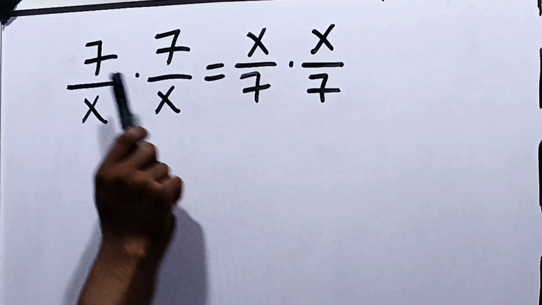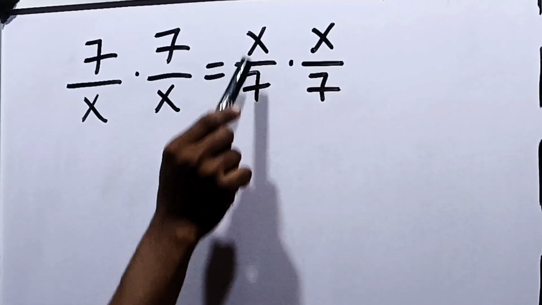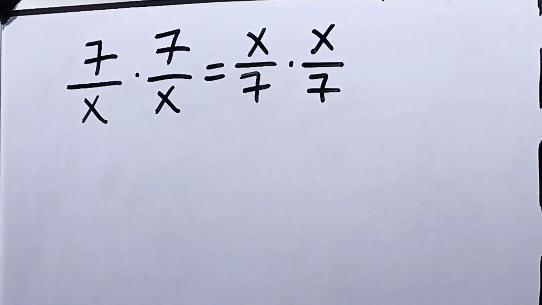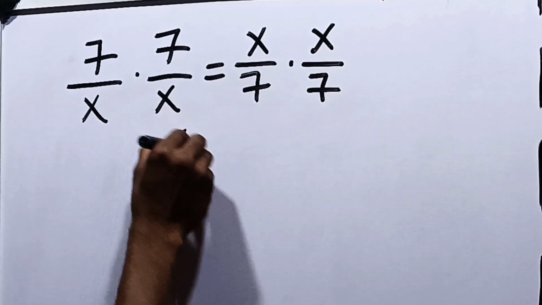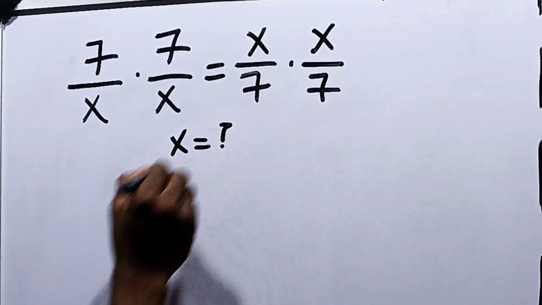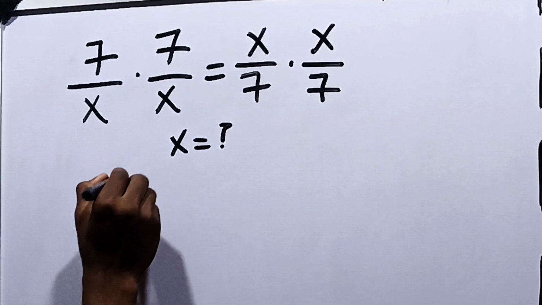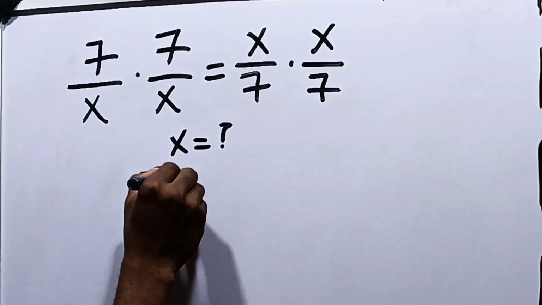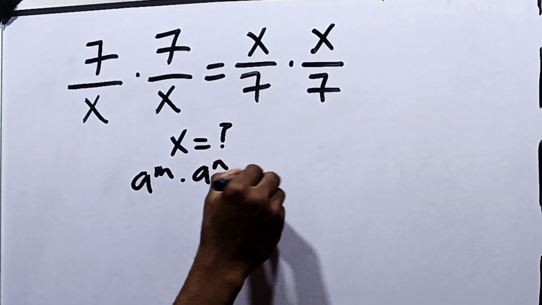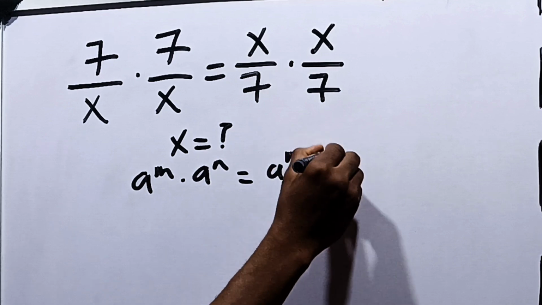Let's solve this together. It says 7 over x and 7 over x is equal to x over 7 dot x over 7. And I got to solve for the value or values of x in this question, okay? Now, first things first, recall the law of indices that states that a raised to power m dot a raised to power n is equal to a raised to power m plus n, okay?